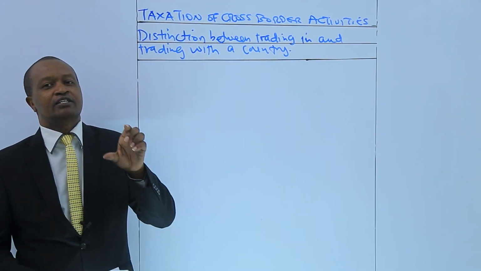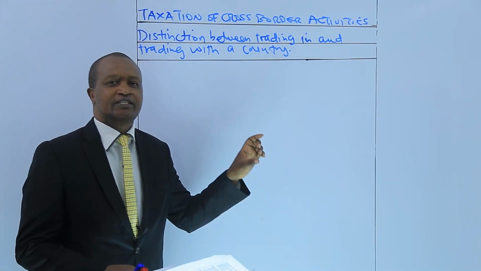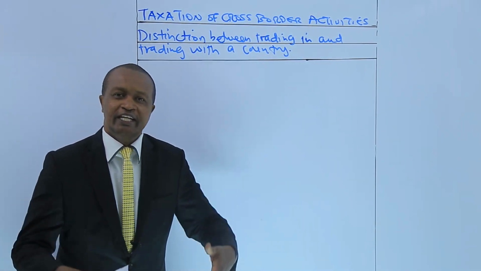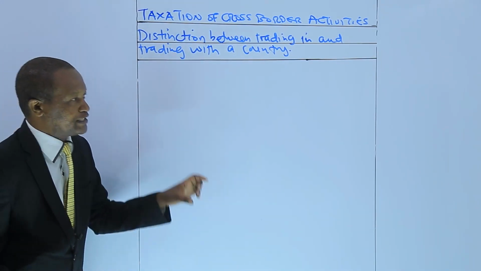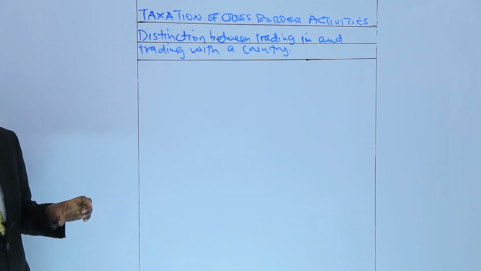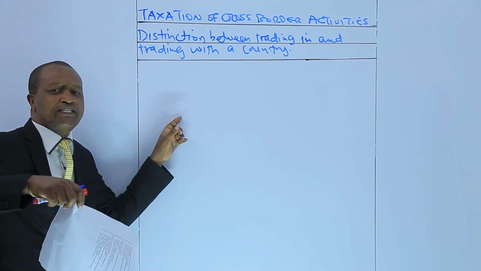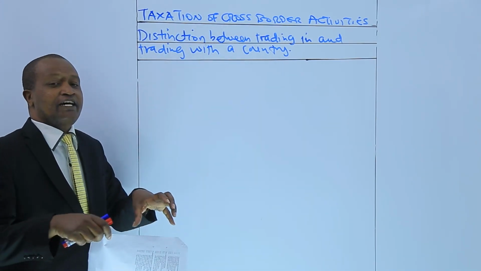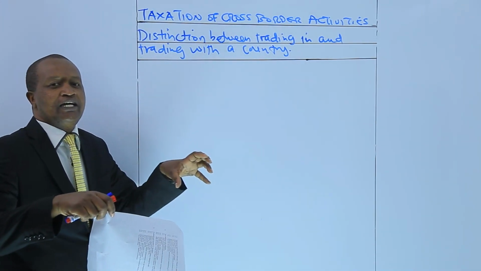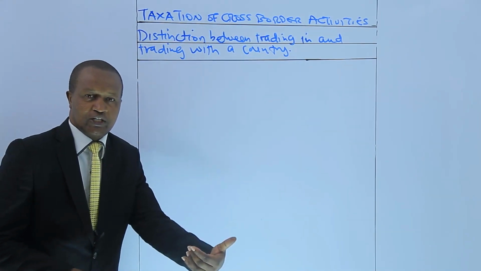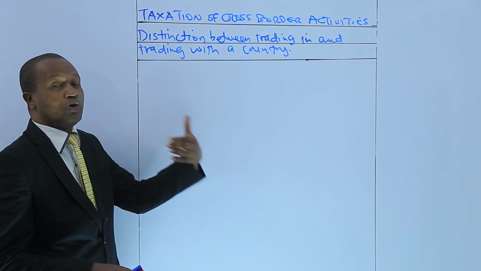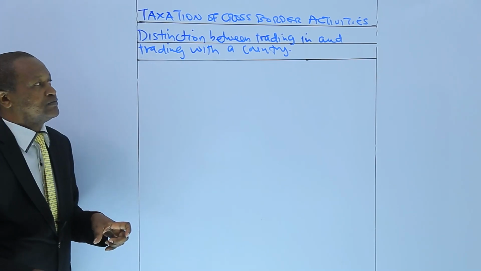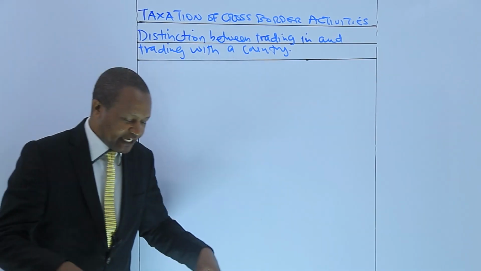I repeat, trading in a country involves conducting business operations within the geographical boundaries of a specific country. And when a company trades in a country, it operates within that country's market, serving its consumers, and it may be subject to local regulations, local taxes and laws of that country. So that is trading in a country.